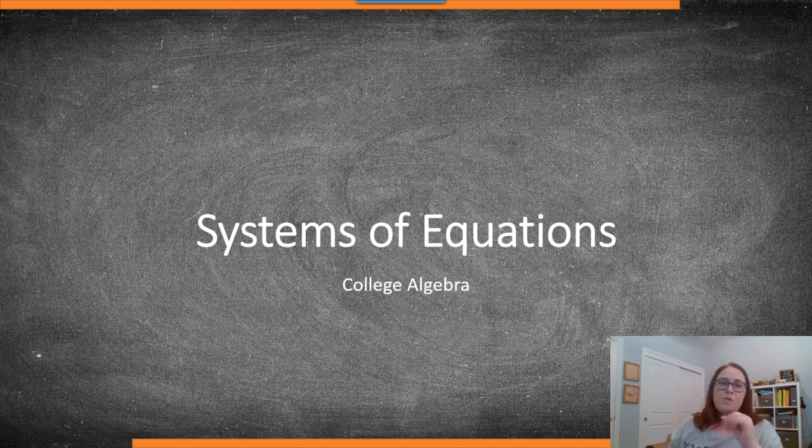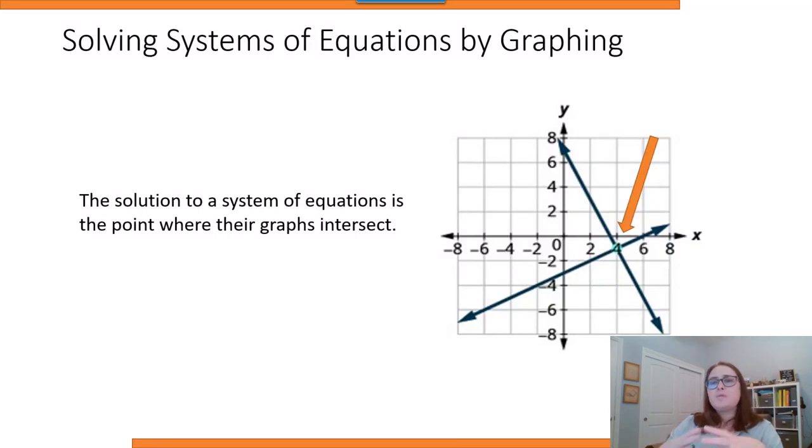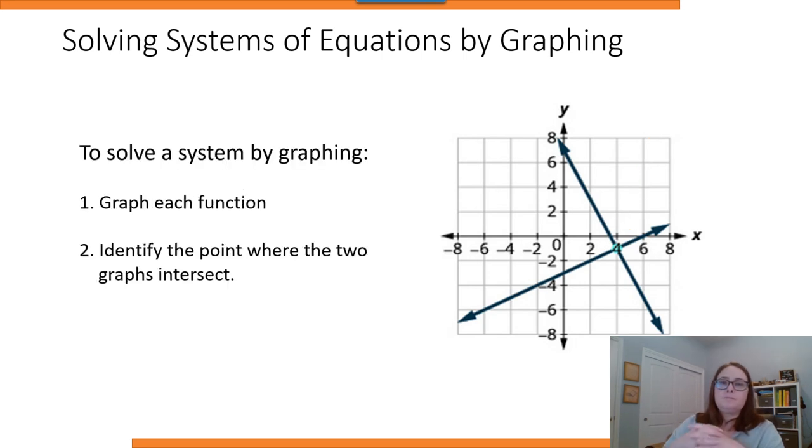And the first way we're going to look at solving a system of equations is through graphing. Now, if you remember, when we graph a line, it's all the solutions to that equation. So when I have a system, the point where those two lines intersect will be the point that is a solution to both equations at the same time. So when you're graphing to solve a system of equations, you're looking at the point where they intersect. Okay, so to solve these, you graph each function and identify that point where the two intersect, and that will be your solution to the system.